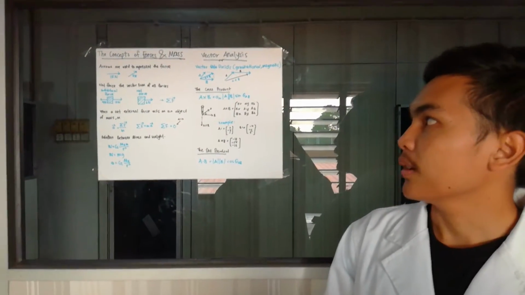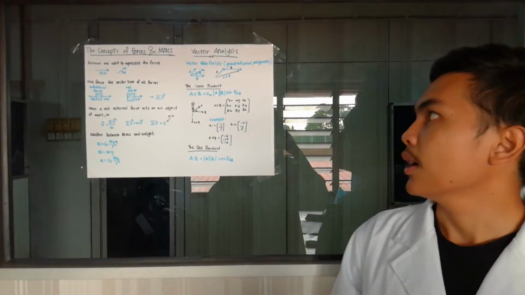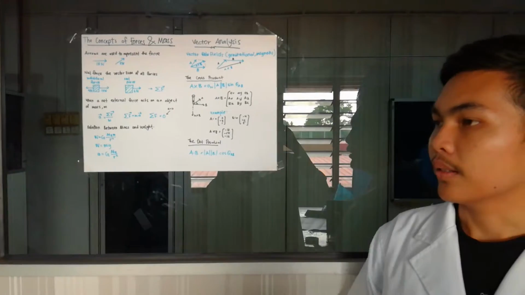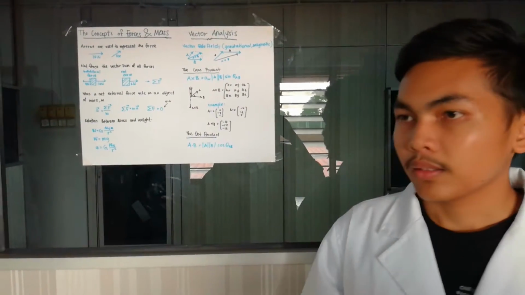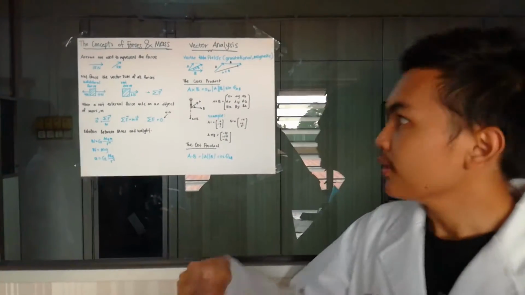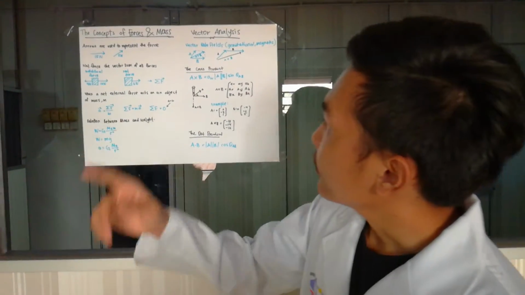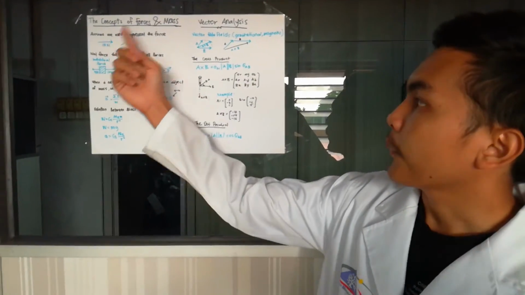So I will explain about the concept of force and mass. They have a relationship between force and mass. The definition of force is a pull or a push. To represent the force, we use an arrow like this.